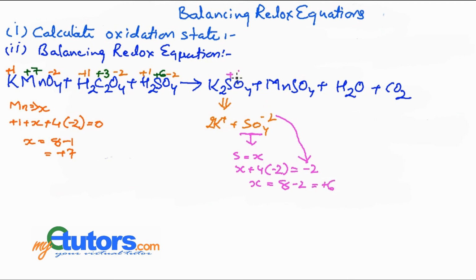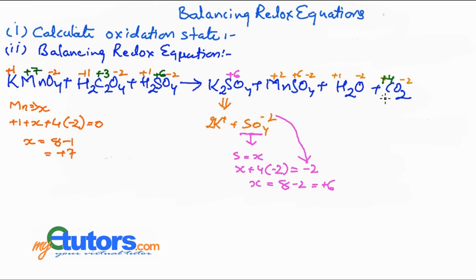Now in water, hydrogen and oxygen possess standard oxidation states of +1 and -2 respectively. Now moving on to carbon dioxide, oxygen possesses -2 oxidation state. So we have to calculate the oxidation state of carbon. Considering carbon as x, the oxidation state of carbon would come out to be +4. So in carbon dioxide, carbon is possessing +4 oxidation state.